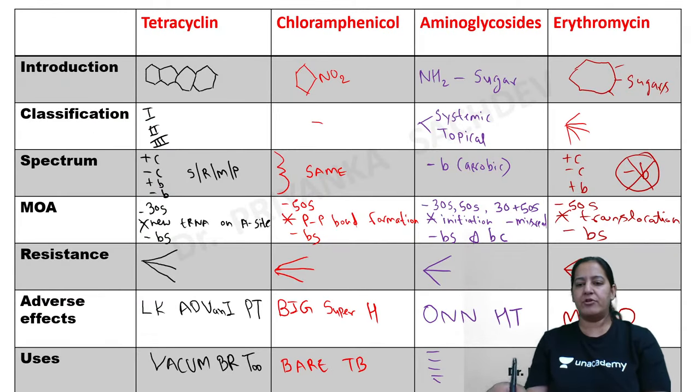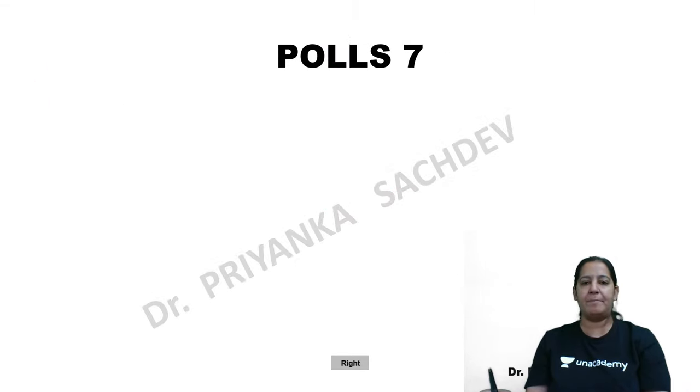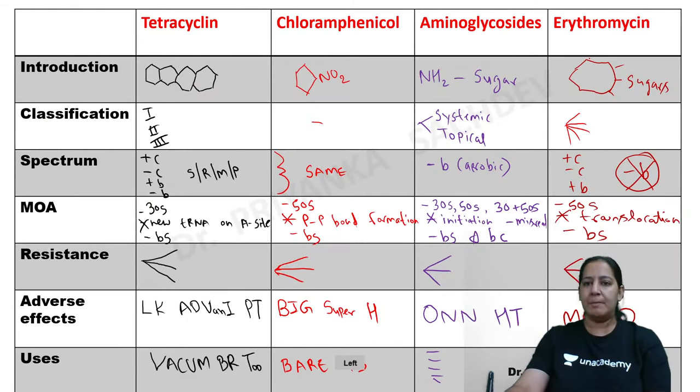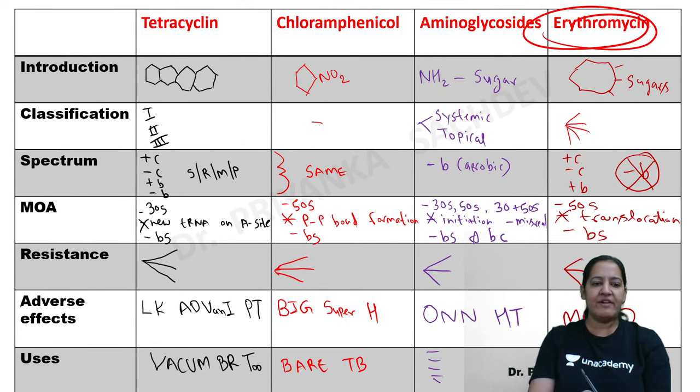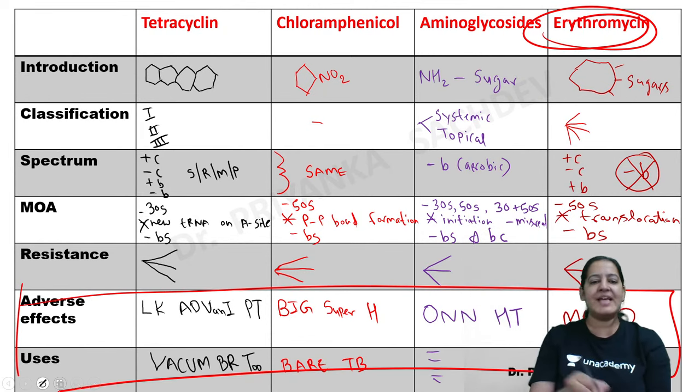I am done with the table. Can you see here I have written CLAW. My chapter is over. First, I would like to launch some polls on this, and then we will revise the adverse effects and uses of all these and end the session. Would you like to continue with me?